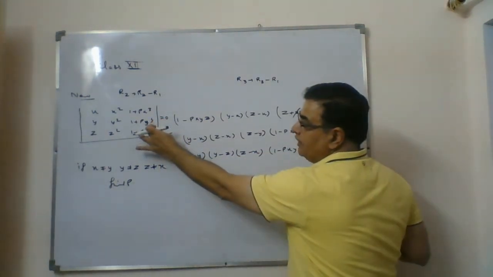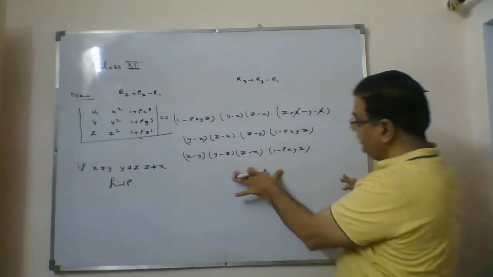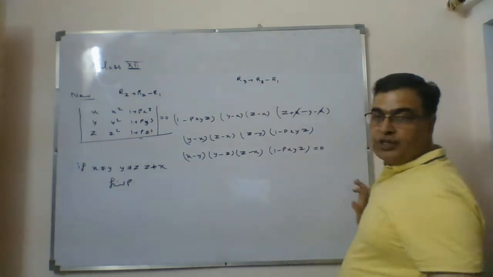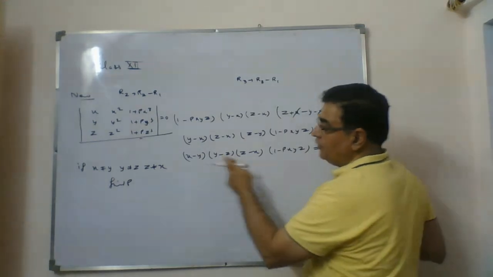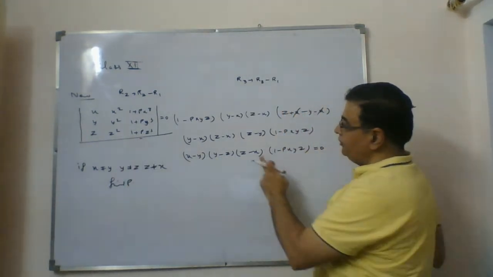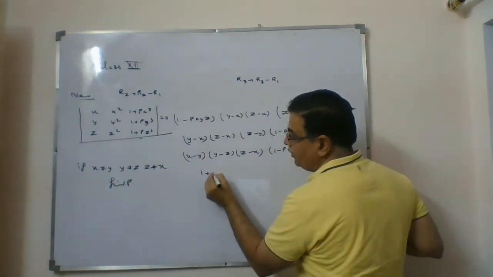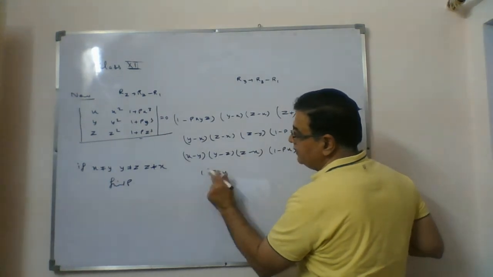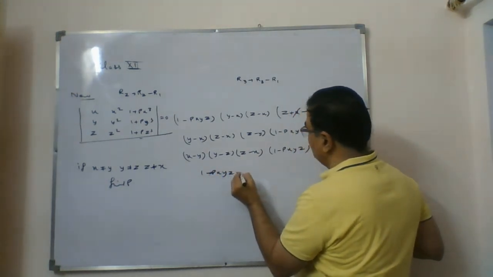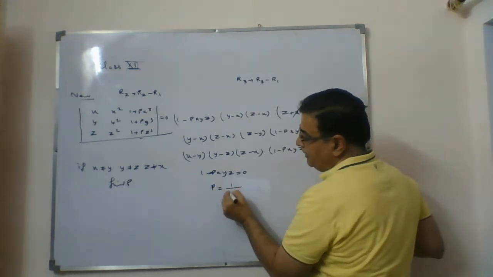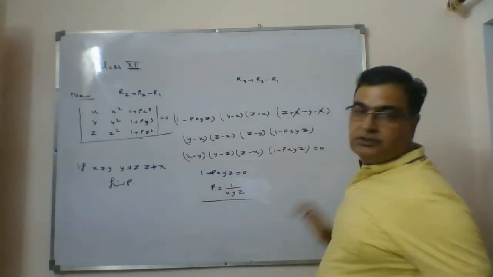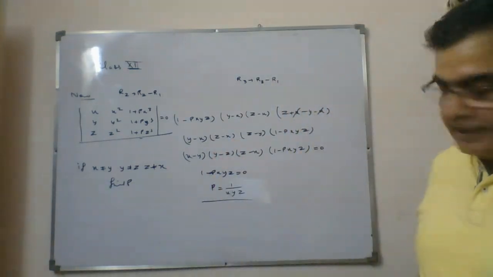First, when we have solved this part, I got this result, and then this result has to be 0. This cannot be 0 because x is not y. This cannot be 0 because this is a condition given. This is also a condition given. So left is 1 plus 1 minus pxyz equal to 0. So what is p now? P will be 1 by xyz. This way you can give the second part of it.